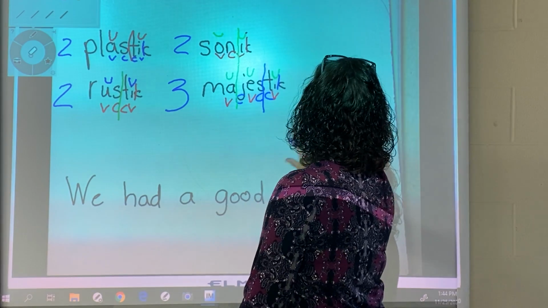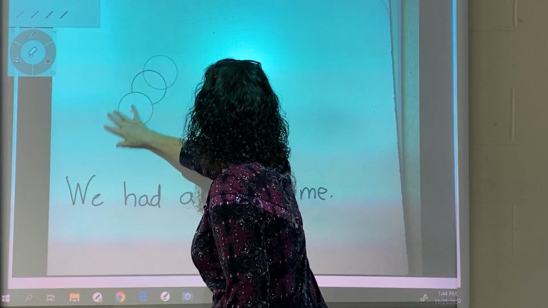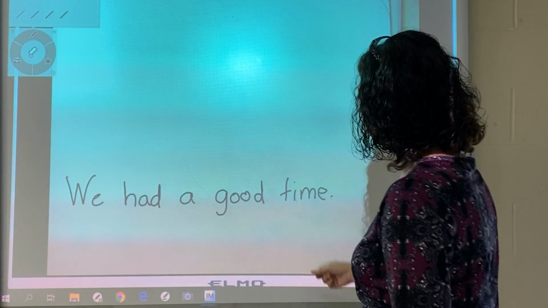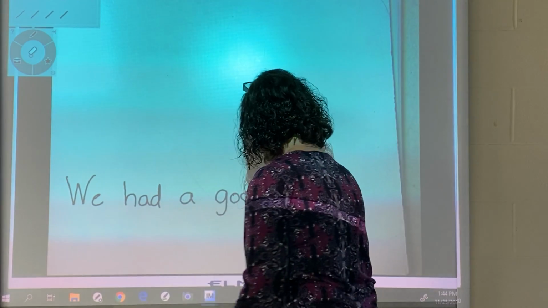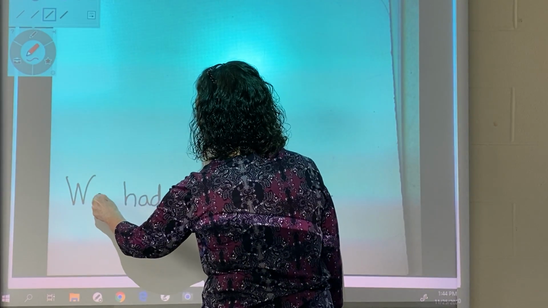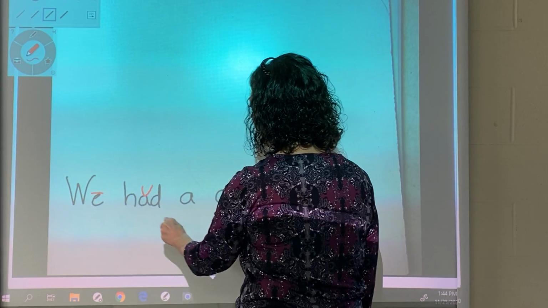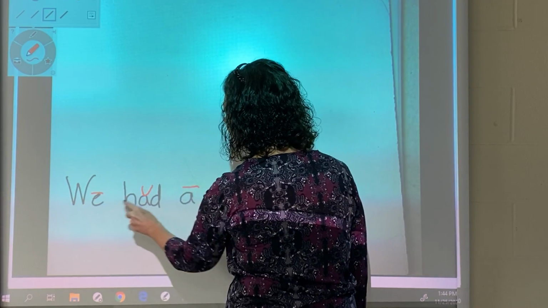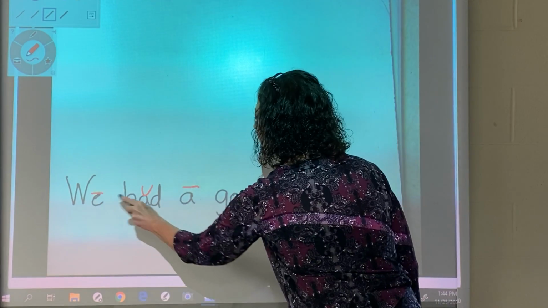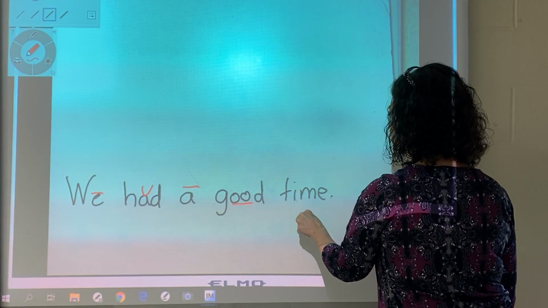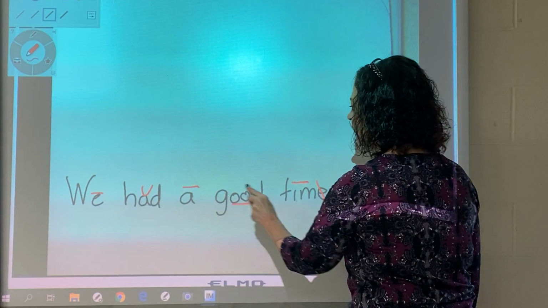Now, we're going to see if this is a sentence or a phrase. I think it's going to be a sentence because here we've got that period and a capital. We had a good time.